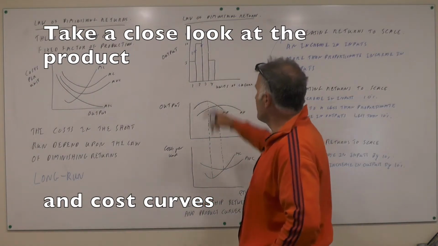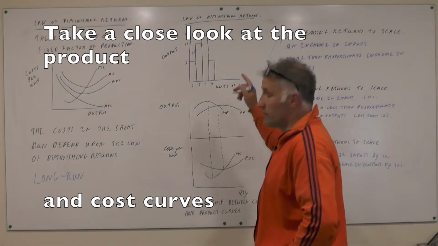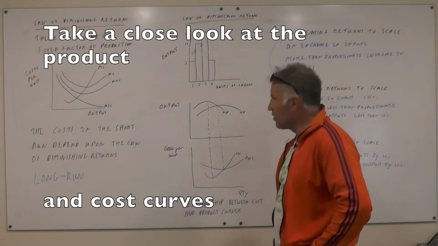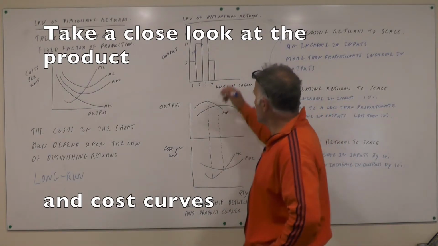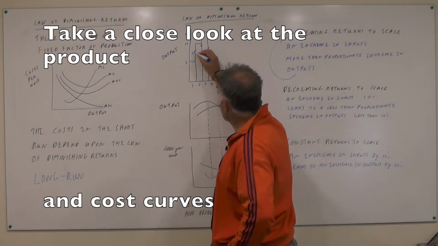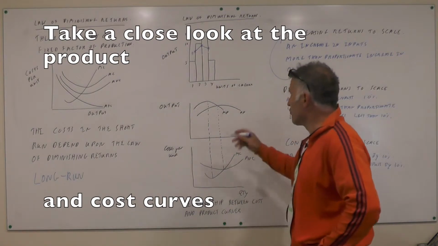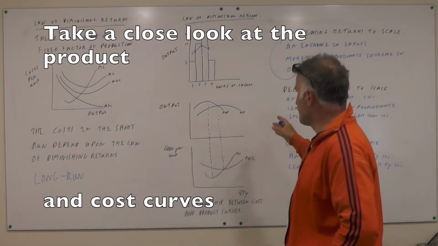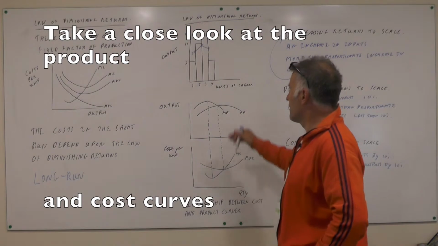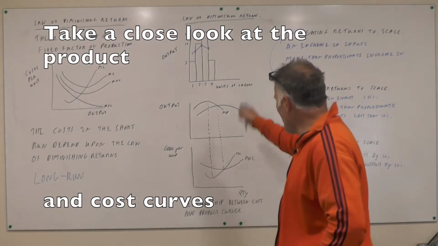And the fourth one produces 5 more. 27 plus 5 is 32, divided by 4 is 8. So that is the average product there. So the marginal product is above the average product until it goes below it.